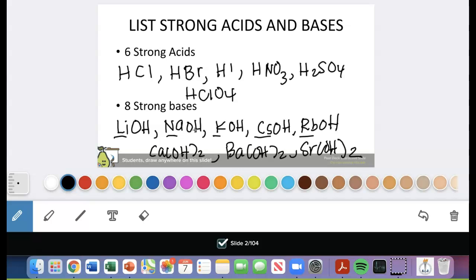So if I say, hey, acetic acid, okay, acetic acid. It's an acid. Is it a strong acid? No. Why? Because it's not one of my 6 strong acids. So what kind of acid is it? It's a weak acid.